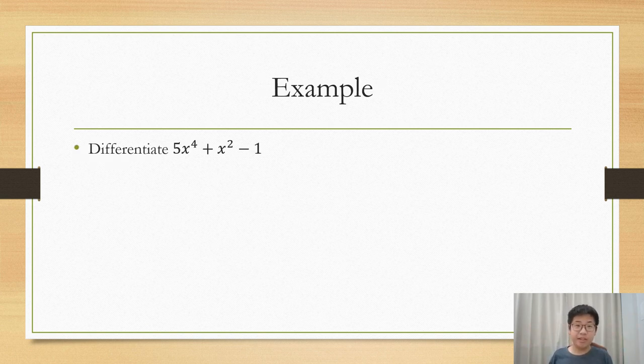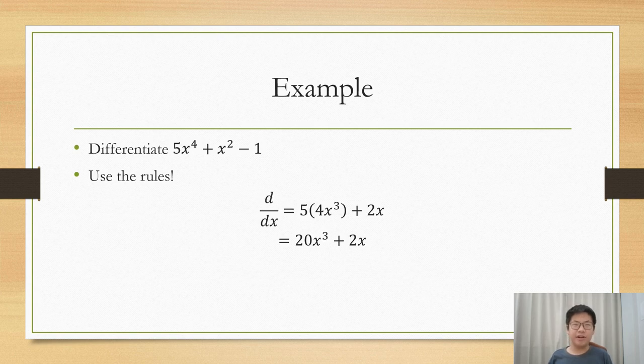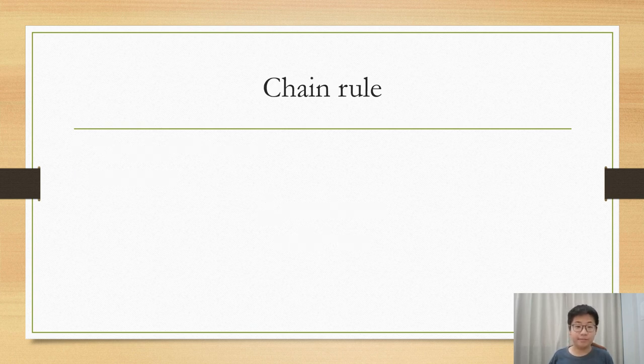Then, example, here it is. And then use the rules. So then you find d over dx, then you just follow the rules and you're good to go. 20x cubed plus 2x. Now there's one last rule I would like to talk about in this video, chain rule.